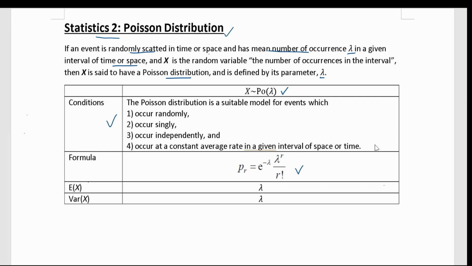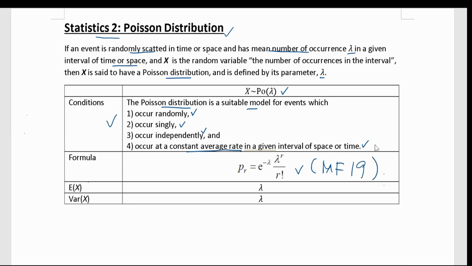The conditions are: a Poisson distribution is a suitable model when you have an event that occurs randomly, occurs singly, occurs independently, and occurs at a constant average rate in a given interval of space or time. We will look at some examples later. The formula is given in MF19.